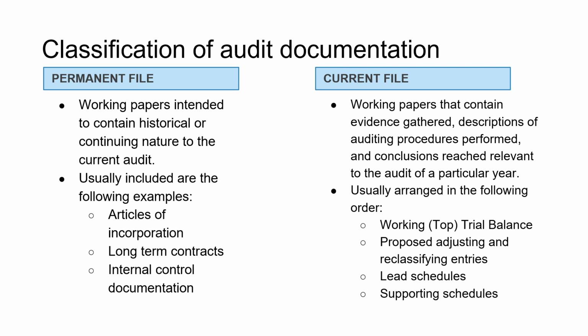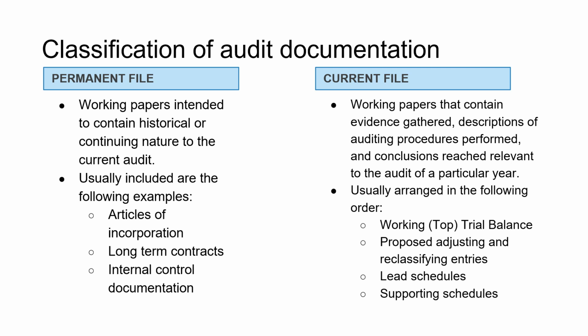We have the working trial balance. Actually, if you can remember your very first accounting subject, where perhaps your teacher must have asked you to prepare a worksheet, and in the worksheet we have the unadjusted balances, adjustments, adjusted trial balance, then balance sheet, income statement, right? So that's how a working trial balance would usually look like.